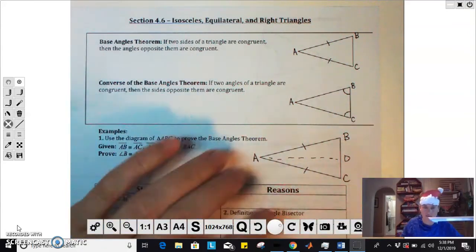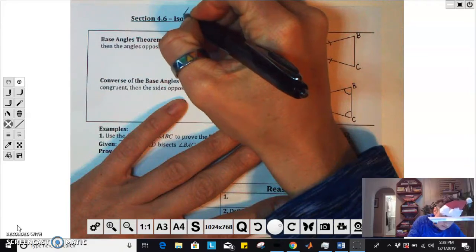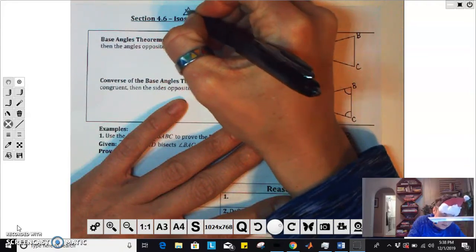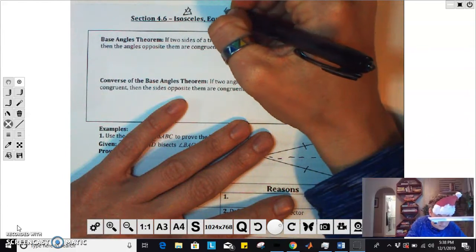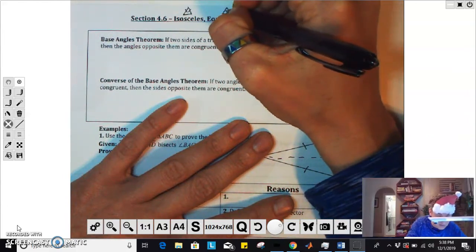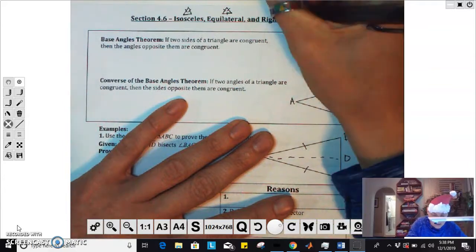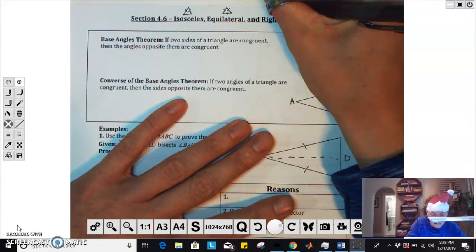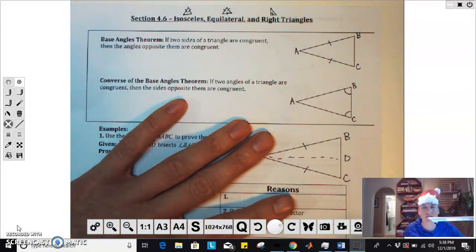Okay, let's remind ourselves which of each of those are. Isosceles means we got two sides that are the same. And equilateral means all three sides are the same. And a right triangle means we have one right angle. Alright, let's talk about them.